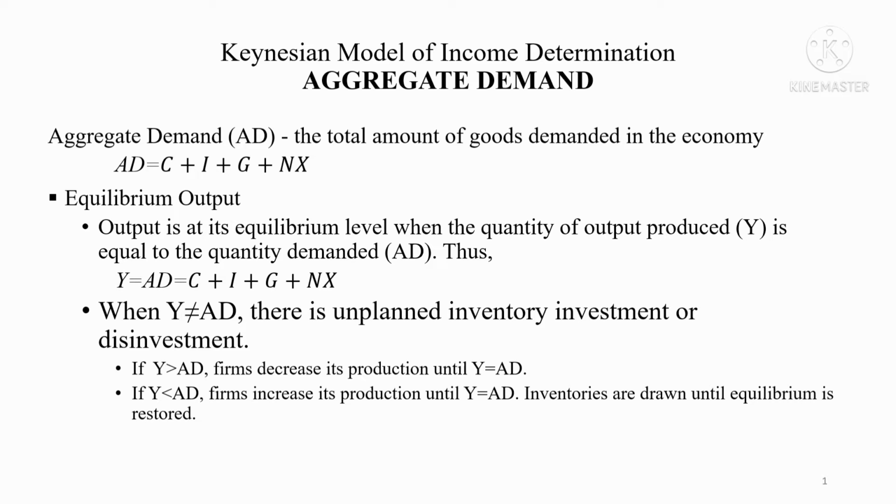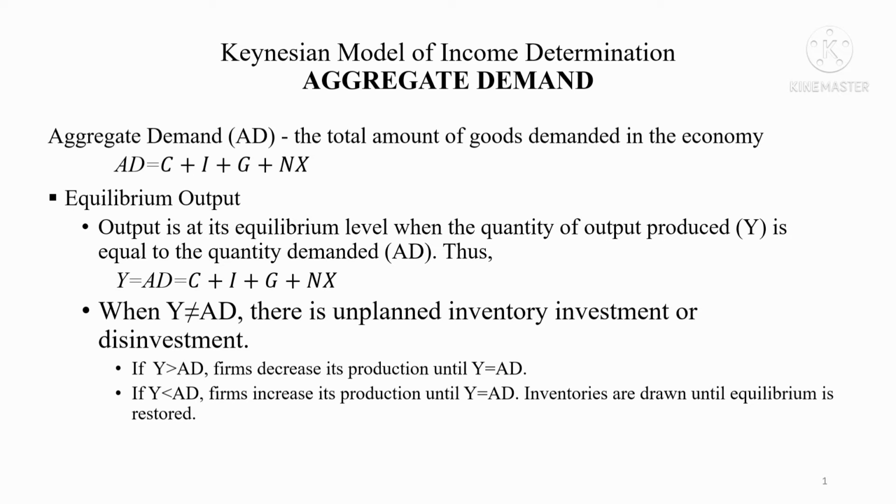or international spending. Our goal in this chapter is to determine the equilibrium level of output, or equilibrium level of income, that the economy needs to sustain its level of expenditures. In microeconomics, we have learned that output is at its equilibrium level when the quantity of output produced, which is Y, is equal to the quantity demanded, or Y is equal to AD. Thus, Y is equal to C plus I plus G plus NX also.